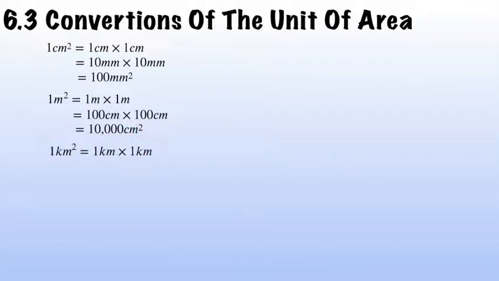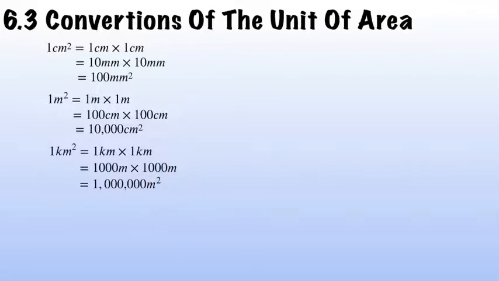Next, we are going to convert km square into m square. We know that 1 km square equals 1 km times 1 km. 1 km equals 1000 m. So 1000 m times 1000 m. 1000 times 1000, we will get 1 million, right? So 1 million, then m times m will get m square.